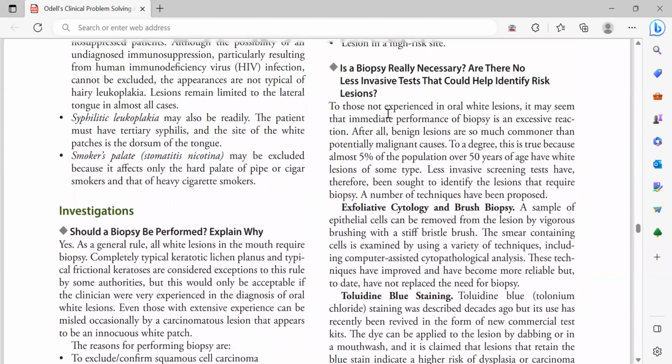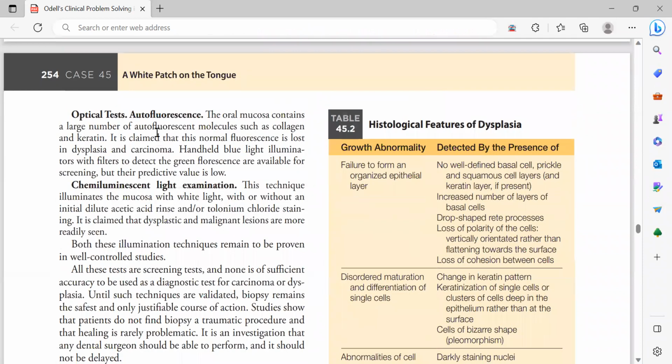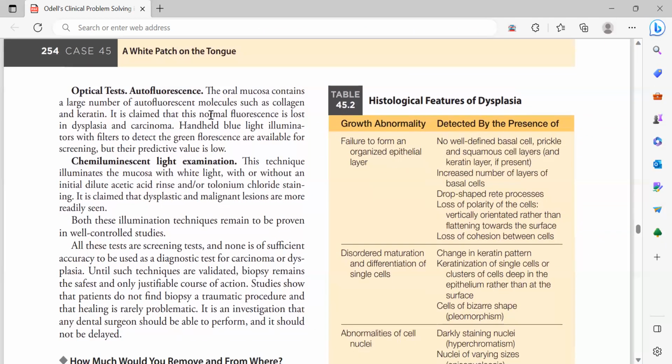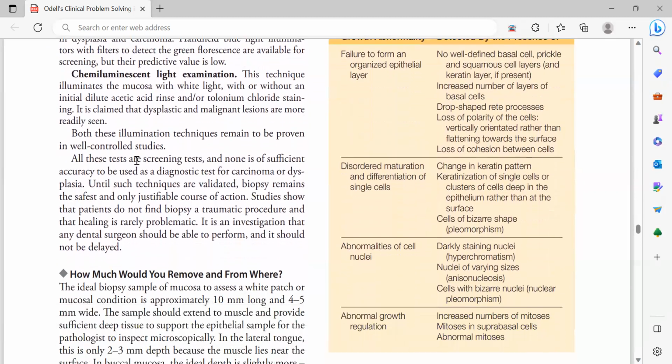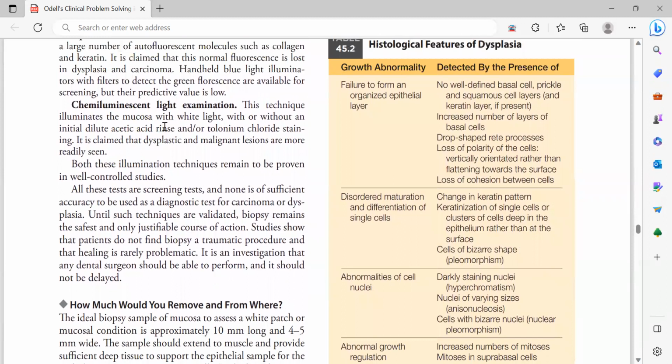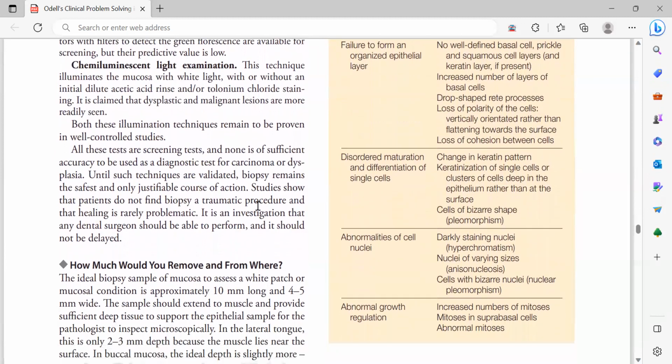Because biopsy is a bit of an invasive procedure, if you want to avoid that, what options do you have? There are optical tests, which are the fluorescence test or the chemiluminescent light examination. Okay, so all these tests are screening tests and none is of sufficient accuracy. So you can perform them. They are less invasive than biopsy, but they are not very good diagnostically. Until such techniques are validated, biopsy remains the safest and only justifiable course of action.